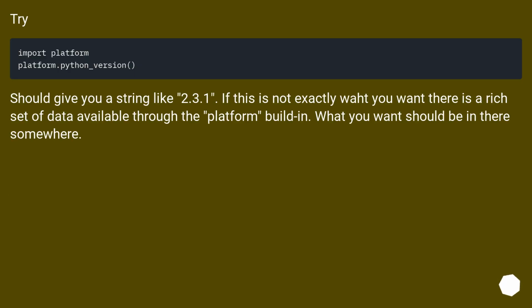Try this. It should give you a string like 2.3.1. If this is not exactly what you want, there is a rich set of data available through the platform built-in. What you want should be in there somewhere.